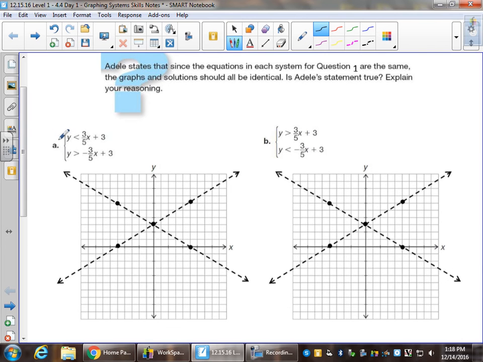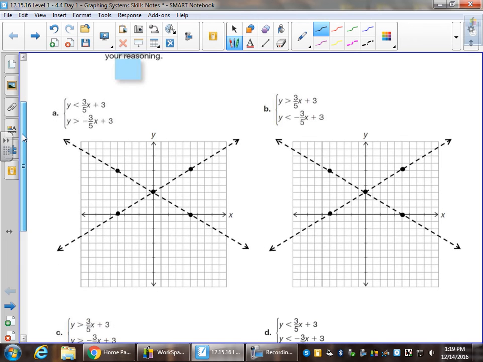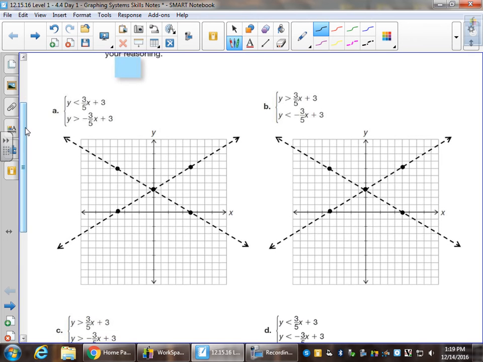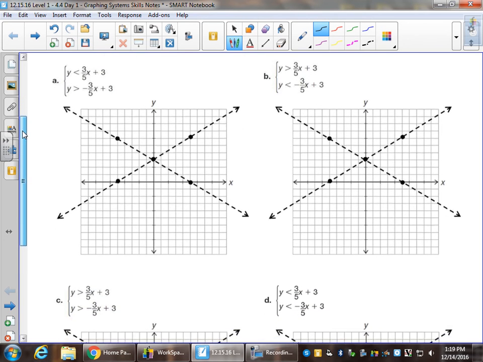It says, Adele states that since the equations in each system are the same, the graphs and solutions should all be identical. Is Adele's statement true? Explain your reasoning. Let's take a look. So right now, let's just be observers and look at what we see in graphs A, B, C, and D in each system, right?